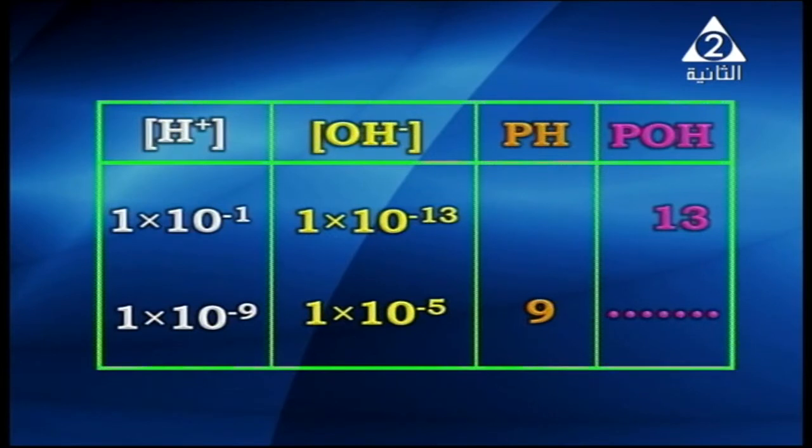Where the pH of the solution is negative log the concentration of hydrogen ion, so negative log 1 times 10 to the power negative 1 equals 1. And in number 2, the pOH value equals negative log concentration of hydroxide ion, so negative log 1 times 10 to the power negative 5 equals 5.